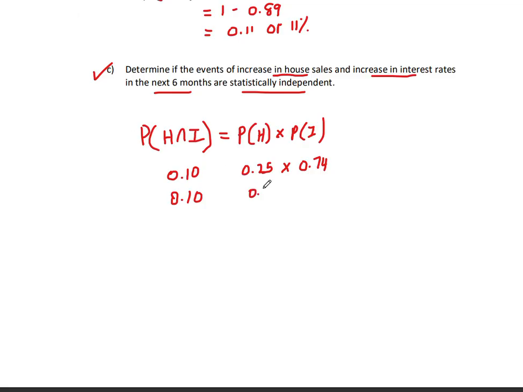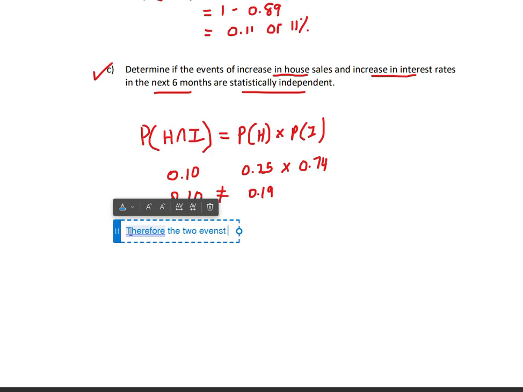So what this tells us is that the right-hand side is not equal to the left-hand side. Because the intersection of the two events is not equal to the product of the two individual events, we conclude, therefore, that the two events, which specifically are housing sales increasing and interest rates increasing, are not statistically independent.